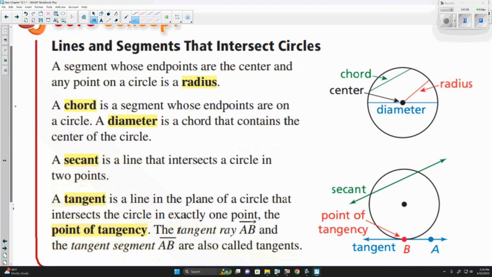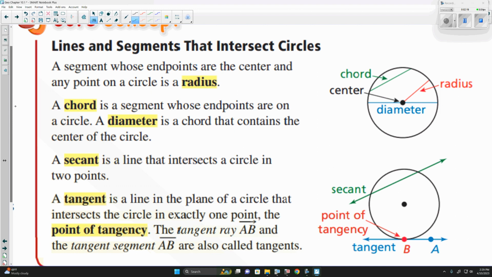Now we have some different segments and parts of the circle. A segment whose endpoints are the center and any point on the circle is called a radius. So a radius is just a line from the center to a point on the circle. And if we have more than one radius, we call them radii. The plural of radius is radii.